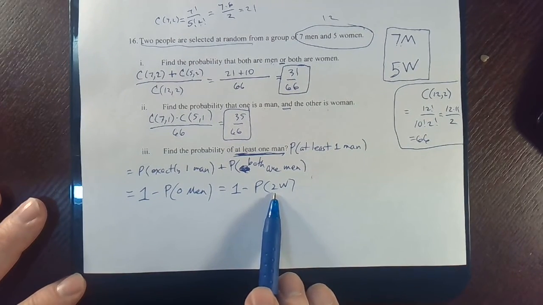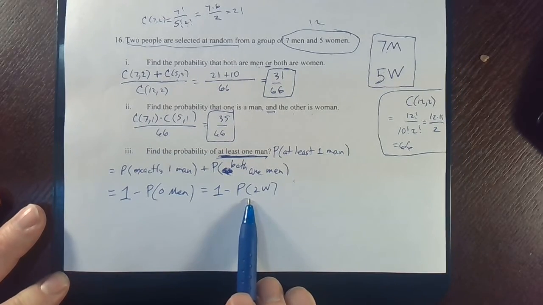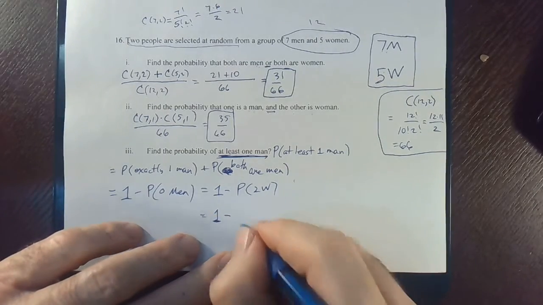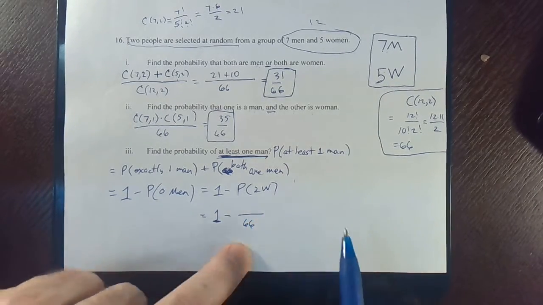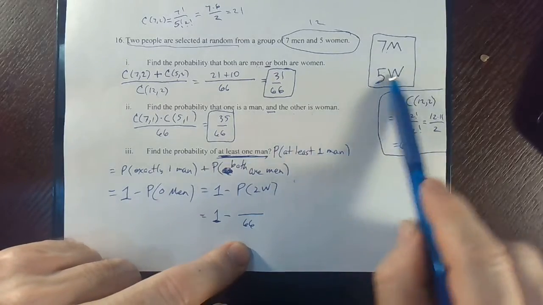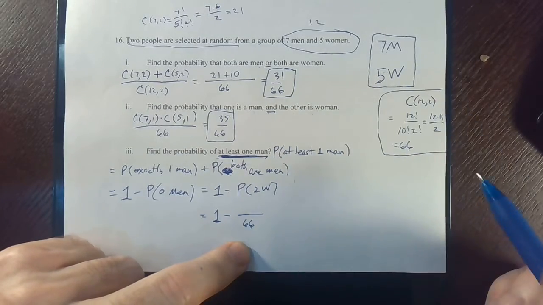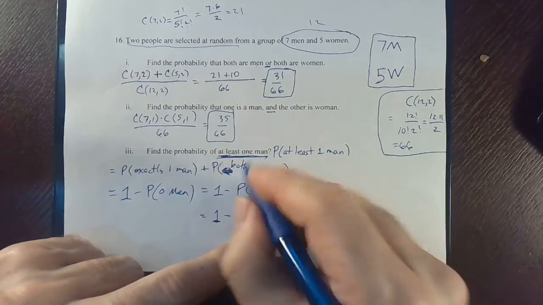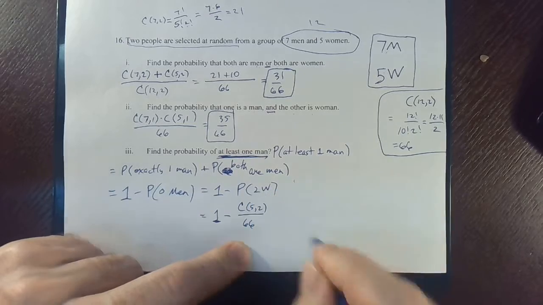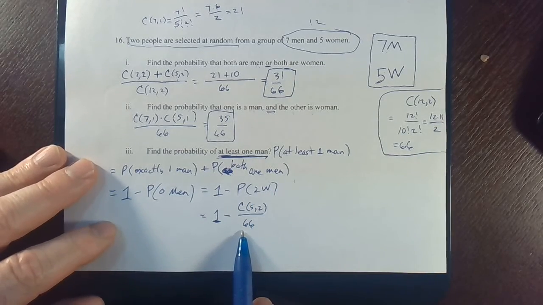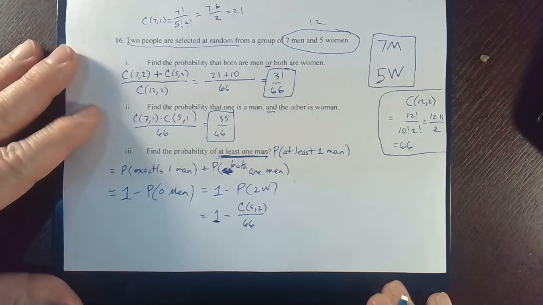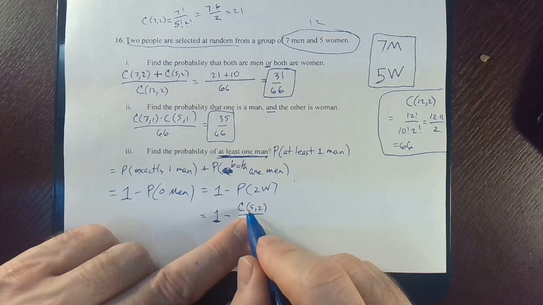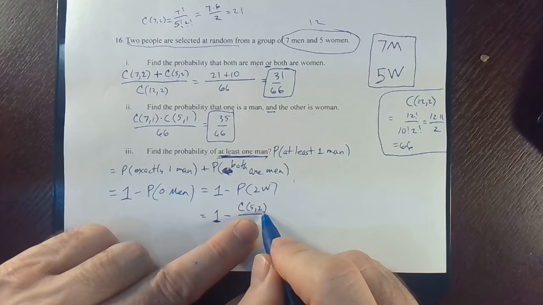The probability of getting 2 women is really easy to compute. This is 1 minus, we know the denominator is 66 because that's the number of ways you can choose 2 people out of this group. How many ways could we choose women? Well, there are only 5 women. We need to choose 2 of them. That is the answer. Not simplified, but very simple. Because remember we did above, or at least I told you above, I've done this one so many times, the combination of 5 things taken 2 at a time is 10.